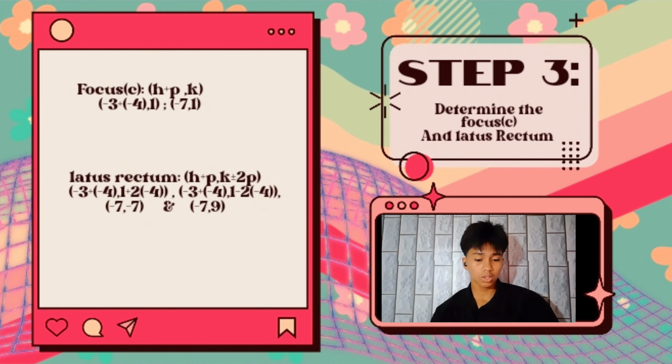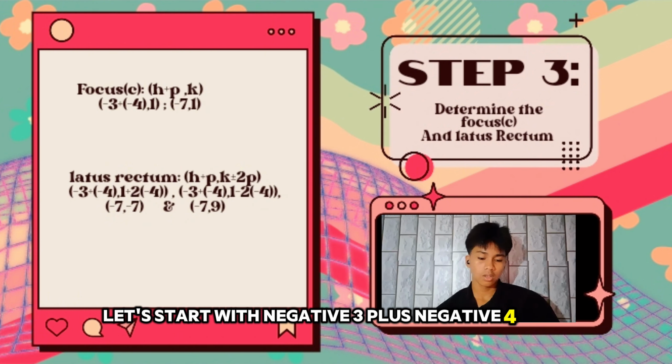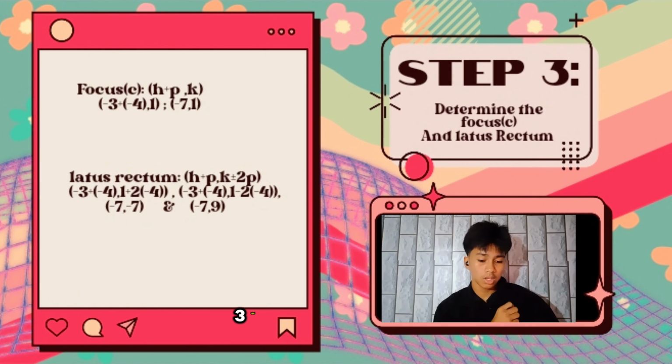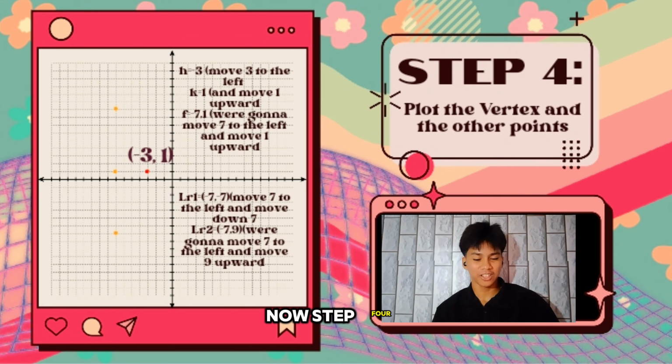For the latus rectum, we're gonna use the formula h plus p comma k plus and minus 2p. So we're gonna use the positive sign first. So let's substitute: negative 3 plus negative 4 comma 1 plus 2 times negative 4. So let's simplify.